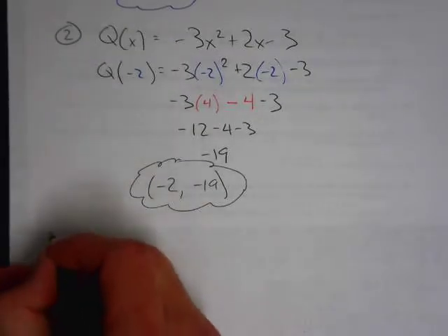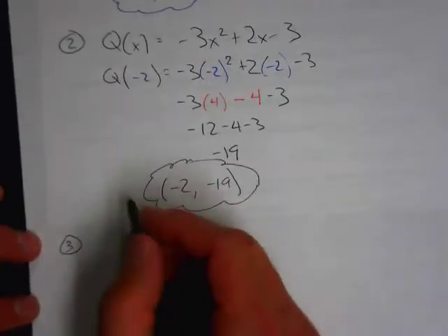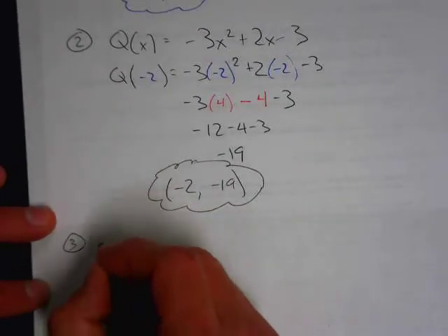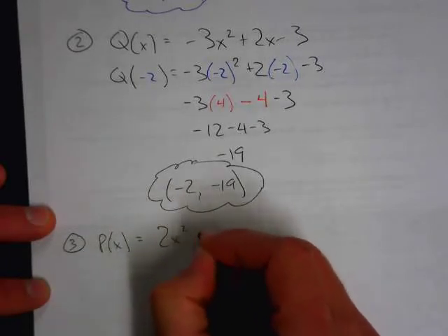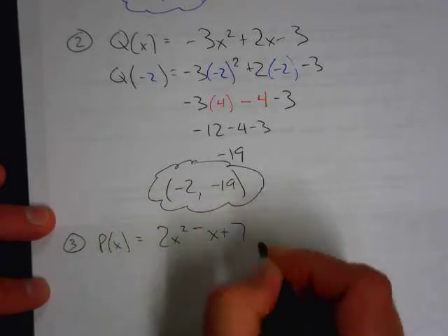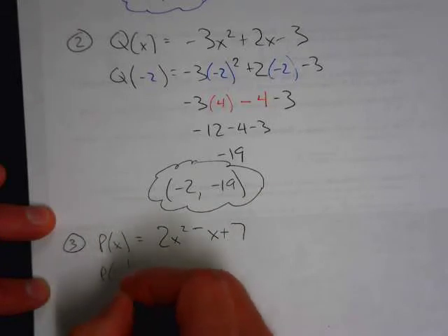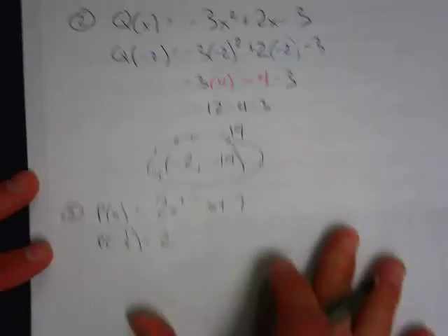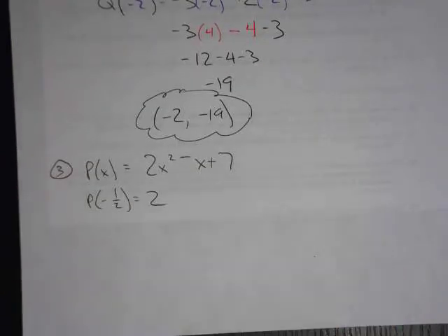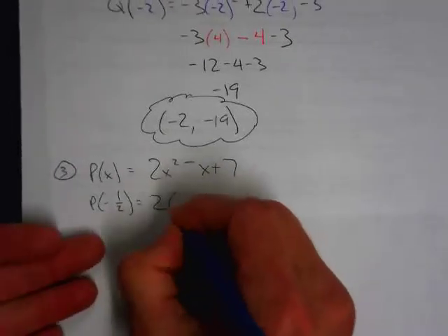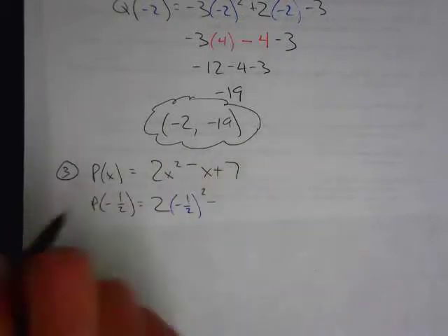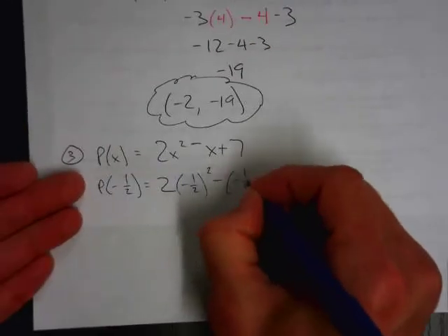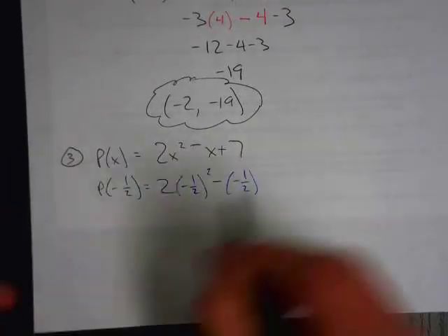So that's how it works. Okay, moving on to number 3, we have p of negative 1/2. All right, so we're using the p of x function again, but now we're using a fraction. And so p of negative 1/2 simply means we're going to substitute every x we see with the fraction negative 1/2. And yes, that will involve fraction work.